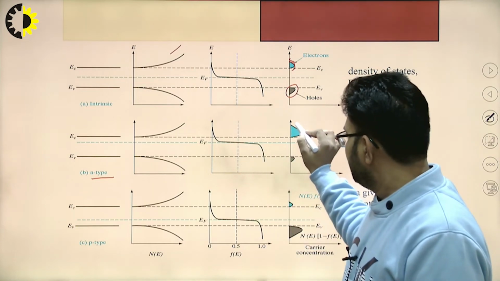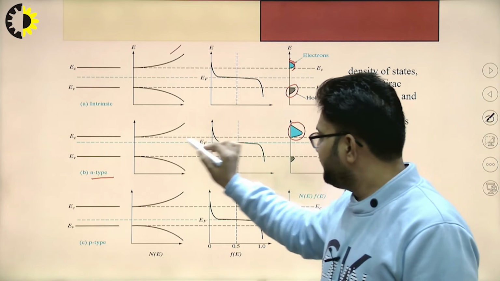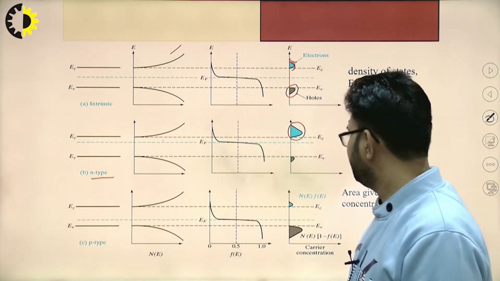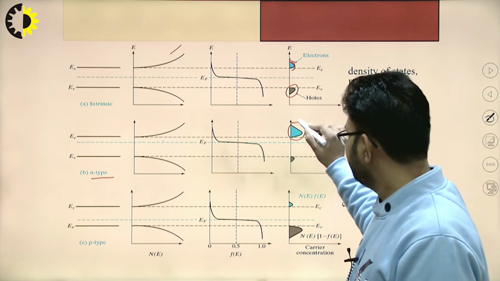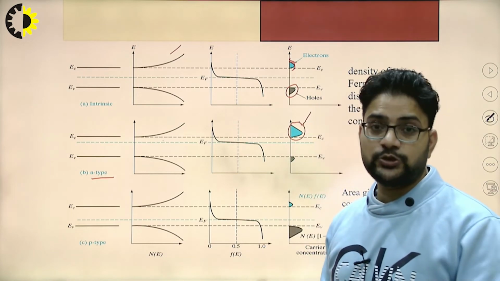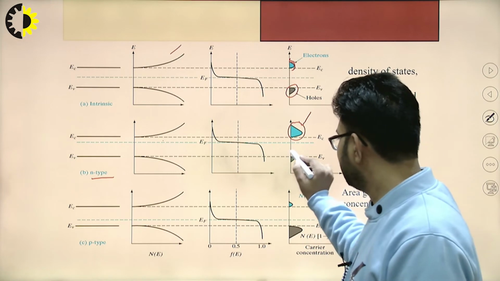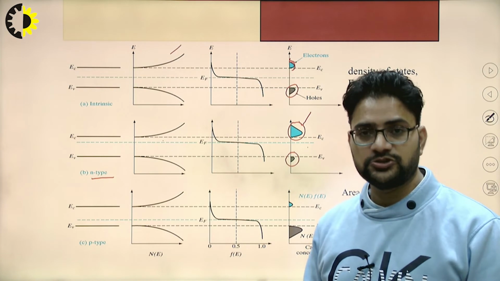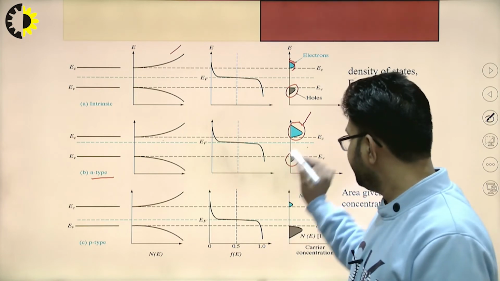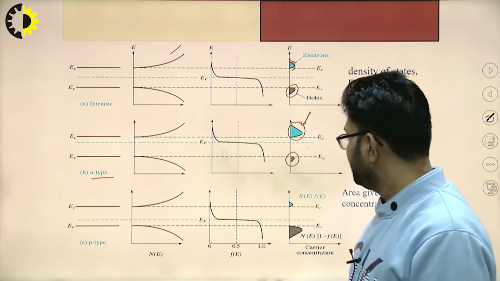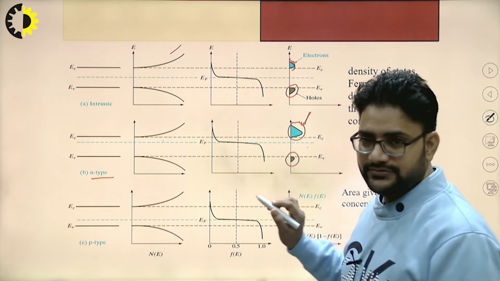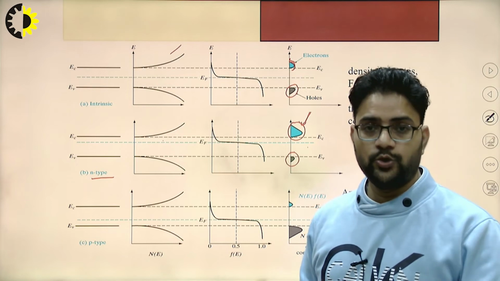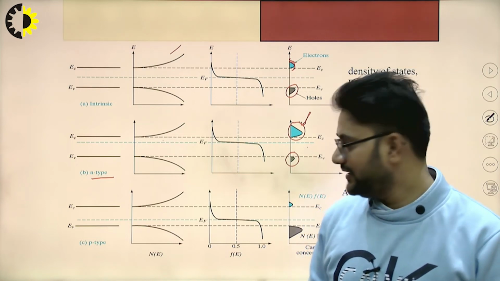And if I multiply this first graph with the second graph and integrate, what I will get is the electron concentration, and this one is the hole concentration. So from this graphical representation also, what can we say? We can say that this electron concentration area is much larger than the hole concentration area.